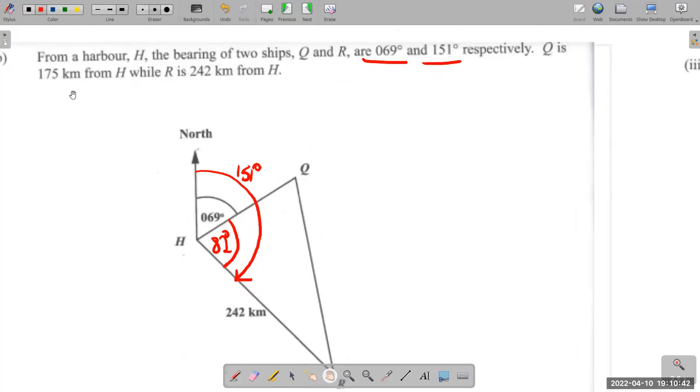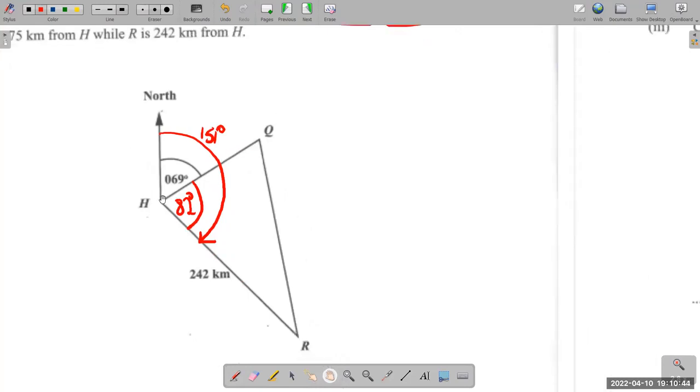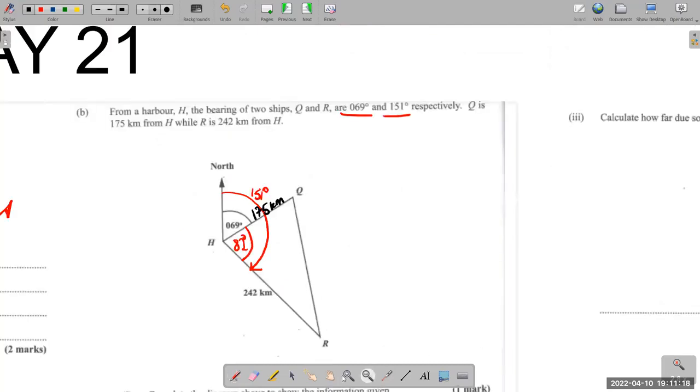Q is 175 kilometers from H. So this line has a value. Let me put it in black. So how much is that? 175 km. Put in everything, because look at that now. What rule are y'all seeing so far in that triangle there? Which rule are you seeing now? Everybody seeing it now? You have two sides and the angle in between the sides, the same thing we've been doing before. Talk to me, make sure you're seeing it.